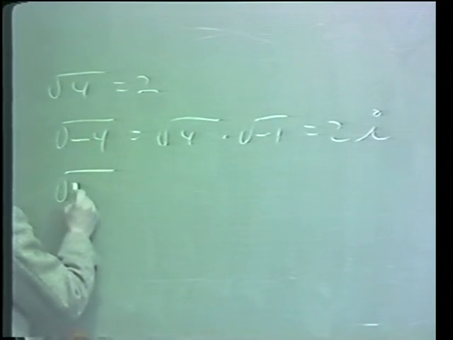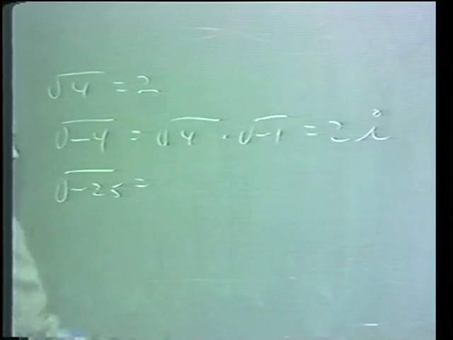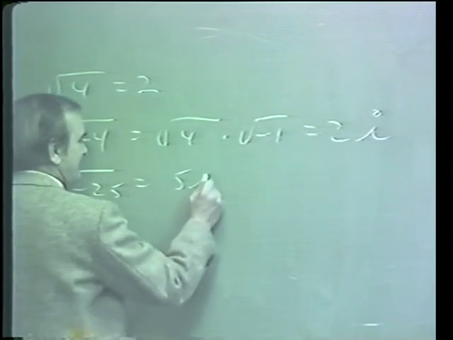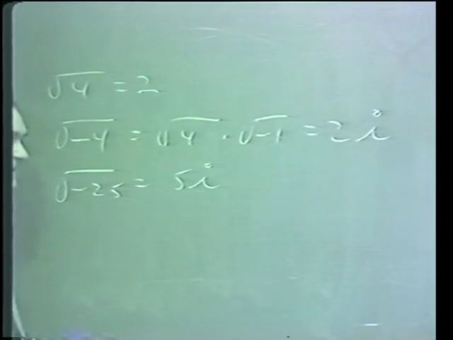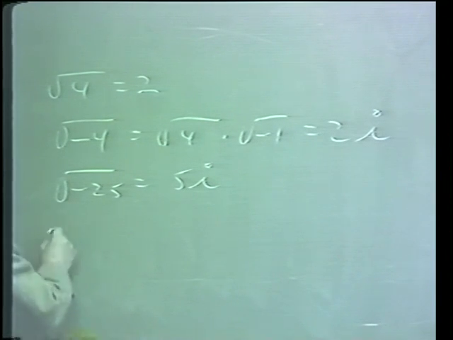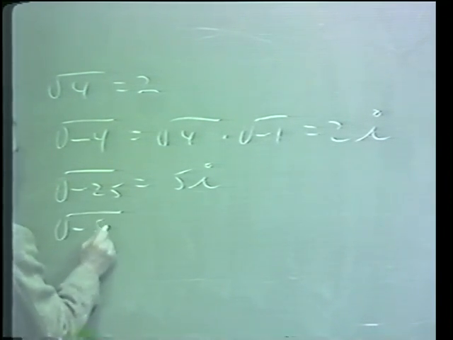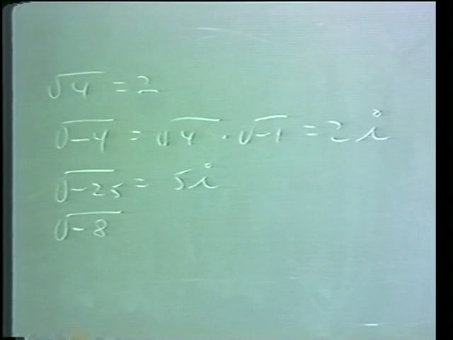Suppose we have the square root of negative 25. What would the square root of negative 25 equal? 5i. See how nice and easy it is? 5i. Okay, I don't know how he got it, but we'll find out on this problem. Square root of negative 8.